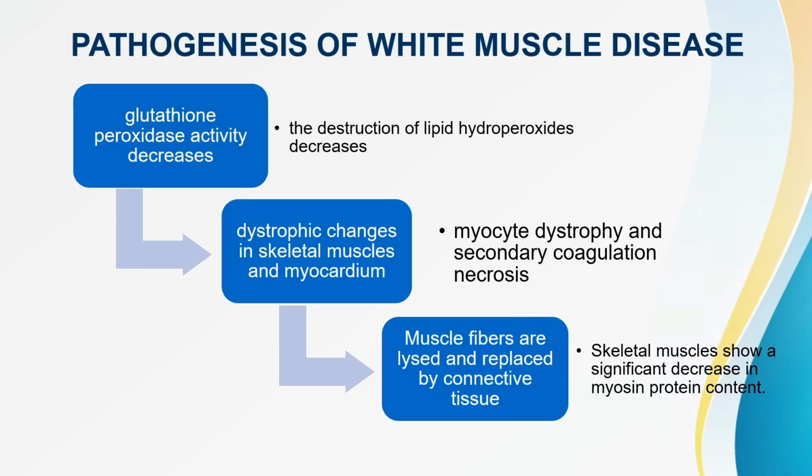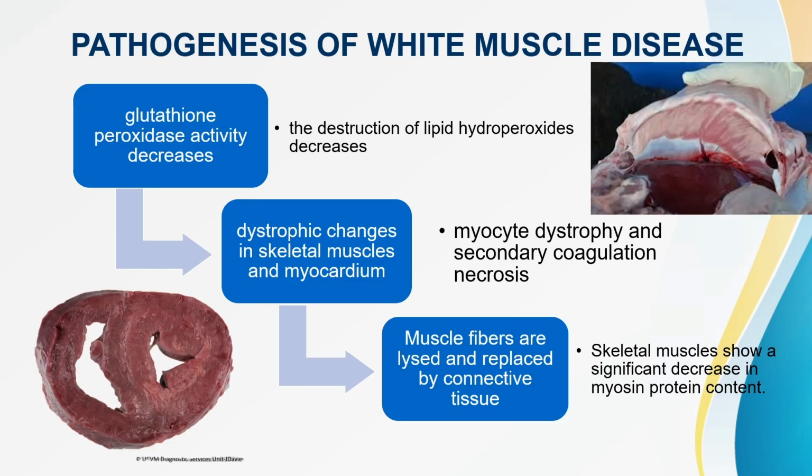As I said earlier, white muscle disease is the most common manifestation of selenium deficiency. The pathogenesis of white muscle disease lies in the reduction of glutathione peroxidase activity. This leads to a decrease in the destruction of lipid hydroperoxides. Dystrophic changes occur in skeletal muscles and myocardium. Myocyte dystrophy and secondary coagulative necrosis develop. Muscle fibers are lysed and replaced by connective tissue. Skeletal muscles show a significant decrease in myosin protein content. Muscles become white and look like boiled meat.